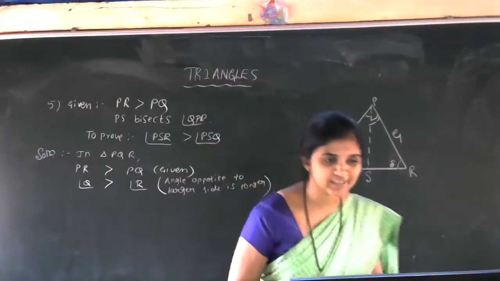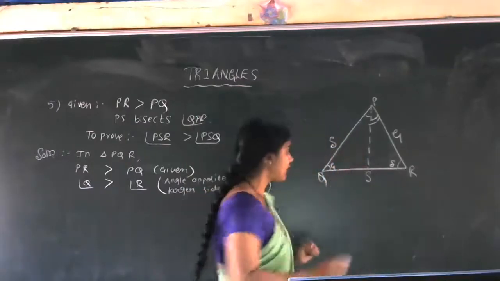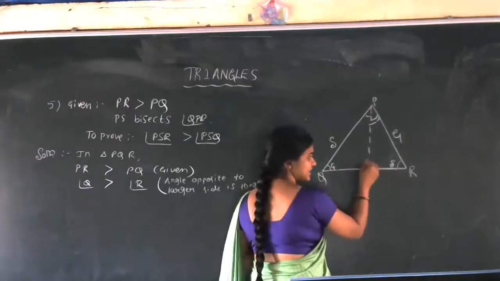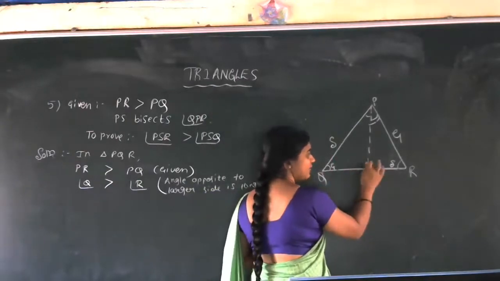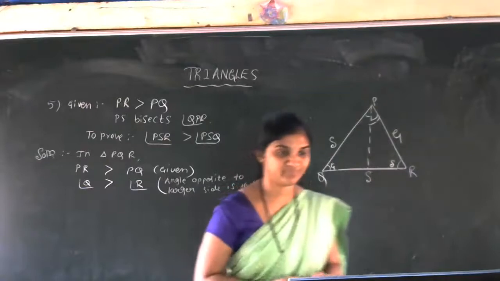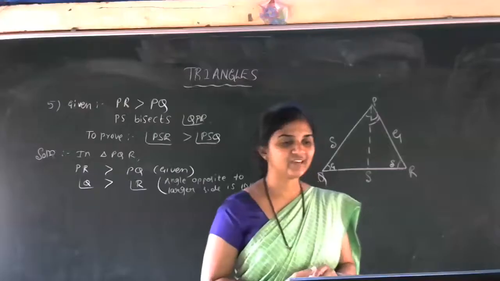Now, which concept do we have to take here? Our target is to show this angle is greater than this one. How can we reach the proof?